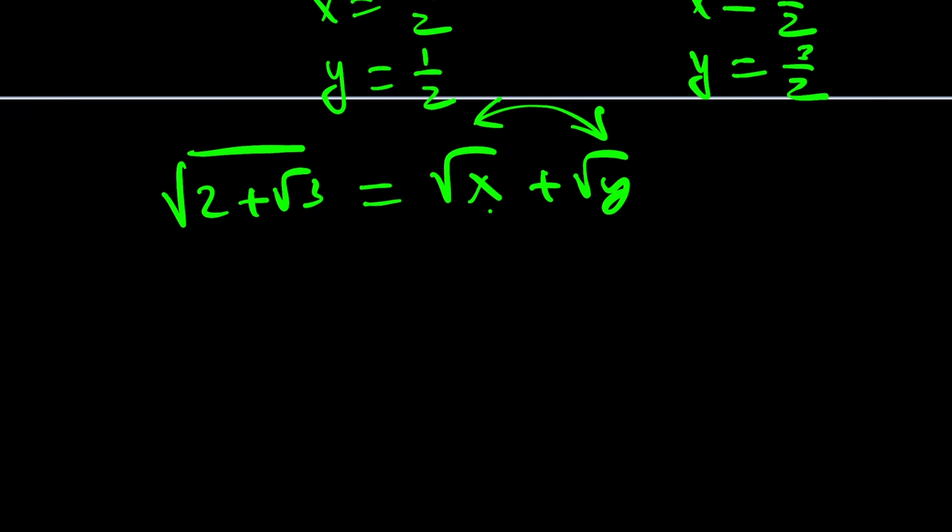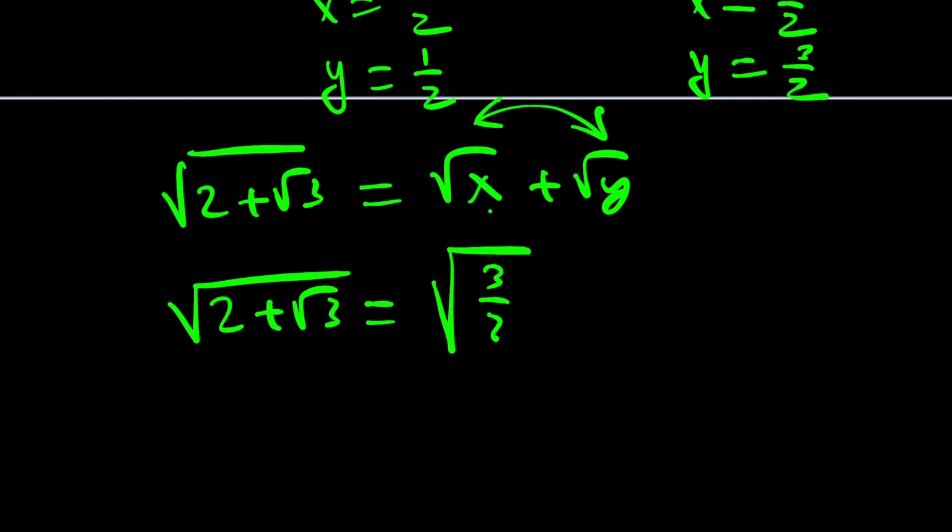But if you want it to be bigger, let's go with the 3/2. So square root of 2 plus root 3 can be written as the square root of 3/2 plus the square root of 1/2. So did we actually denest the expression? We did. Notice that here 3 is under 2 radicals, but on the right-hand side, no number is under more than 1 radical. Okay, that's the goal.